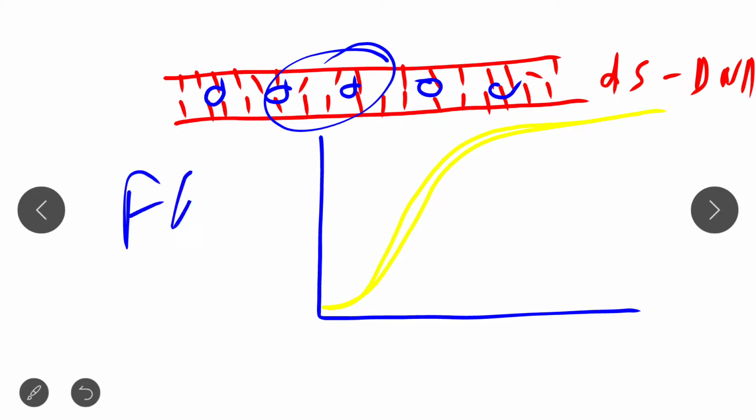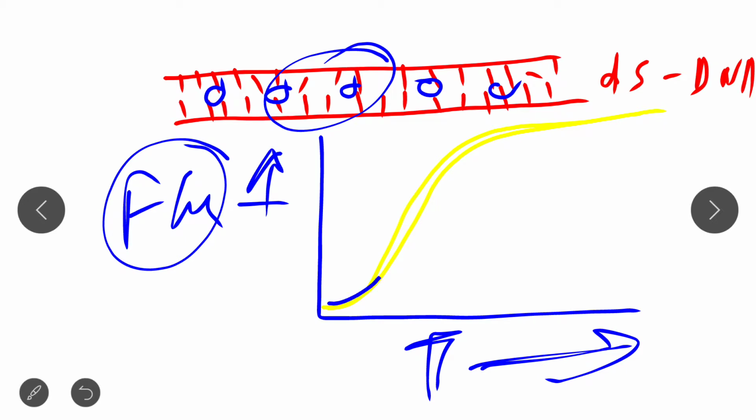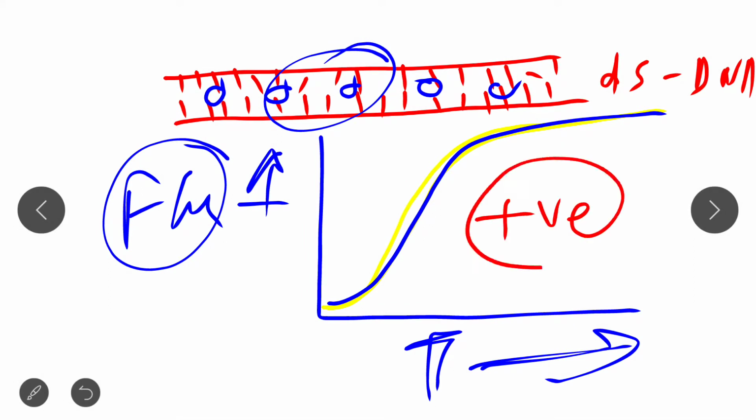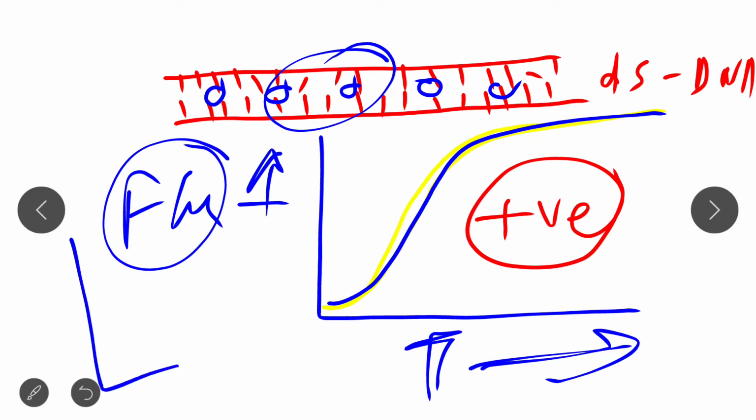This is fluorescence. If we get the fluorescence like this according to time, T is for time and FLU is for fluorescence, it means we get multiple copies of this strand, and it means the particular person is affected, corona positive.